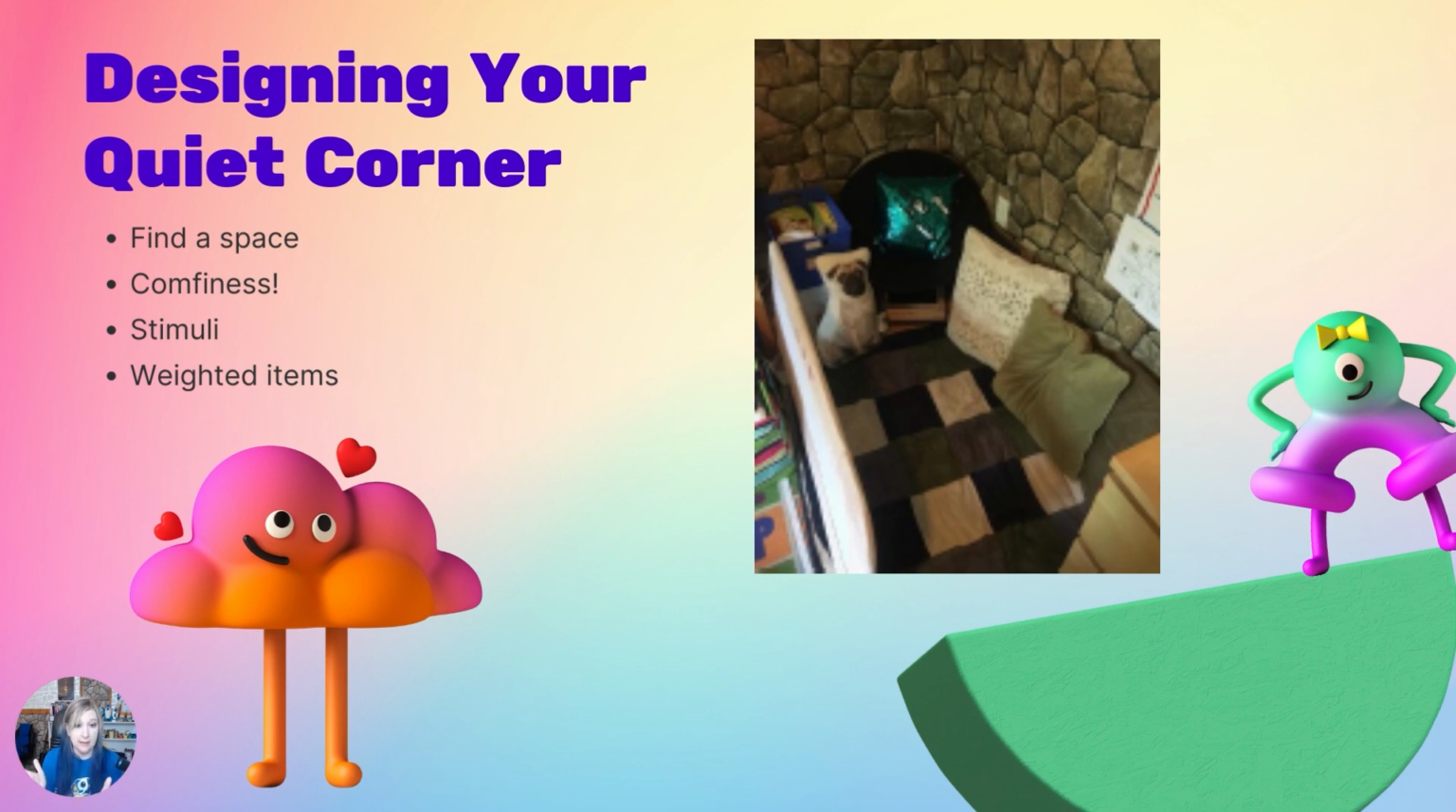And then comfiness. I mentioned the comforter on the floor. Comfiness is a must. You want this to be a calm, relaxing space. And remember, it's not a punishment space. So it's not a tiny jail. We want this to be a welcoming, inviting, calming place. So pillows, blankets, stuffed animals, whatever your kids are into are all great additions.